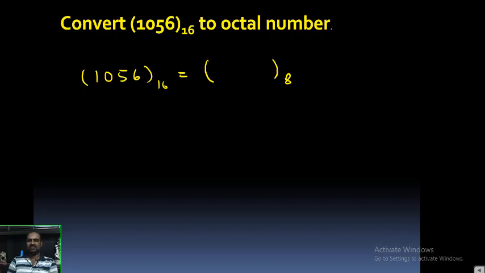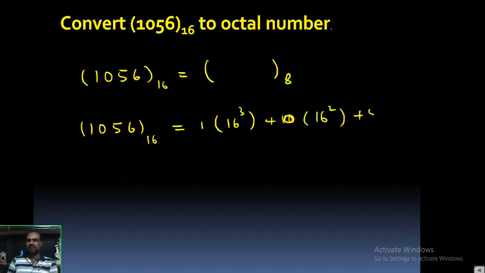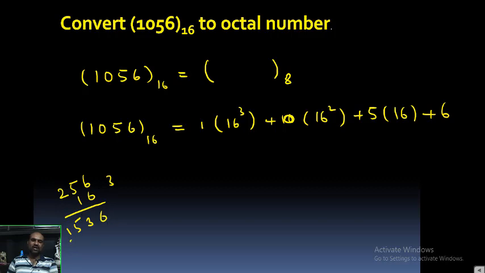After that, I will convert it into base 8. So 1056 base 16 is the same as 1 into 16 cube plus 0 into 16 square, plus 0 into 16 square, plus 5 into 16 plus 6 into 16 power 0, no need to write. 16 cube is 256 into 16, that is 4096.